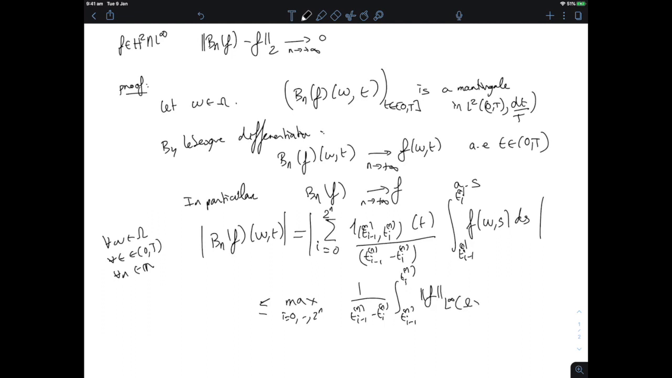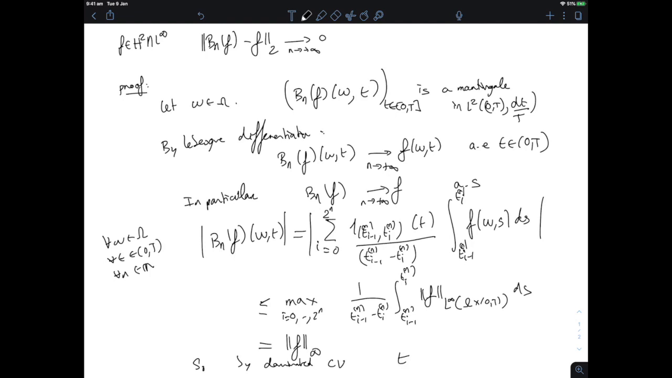So that's in L infinity of omega cross [0,T], ds. And now that's a constant, and I'm taking the average of a constant. I just get my constant back. So that's equal to the sup norm of f. So what have we got? We've got that Bn of f is dominated by a constant. And constants are in L1, so by dominated convergence, Bn of f squared has to converge to f squared in L1 norm.